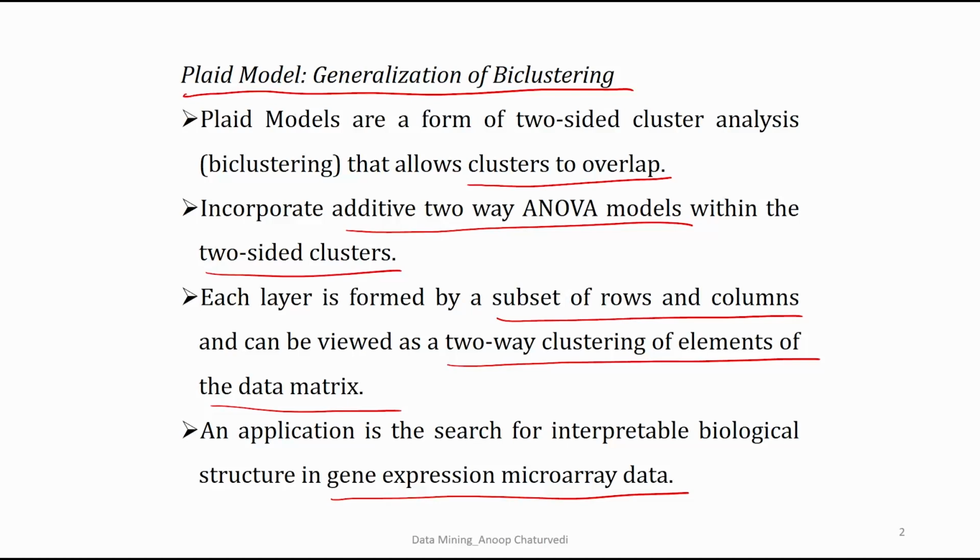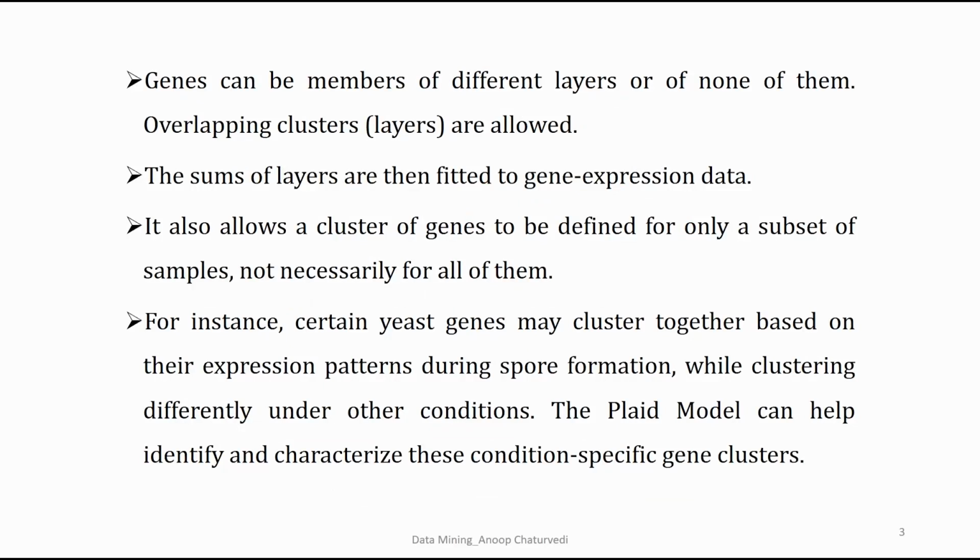In gene expression microarray data, when we think of bi-clustering, it may happen that a particular gene may belong to more than one cluster or more than one layer. So, the genes can be members of different layers or of none of them. This is also possible. In usual clustering methods, each and every item is a member of some cluster. But here it may happen that a particular item is not a member of any cluster or any layer. Then overlapping clusters are allowed. The sums of layers are then fitted to gene expression data.